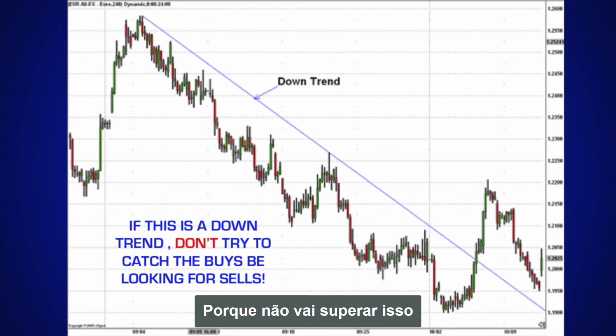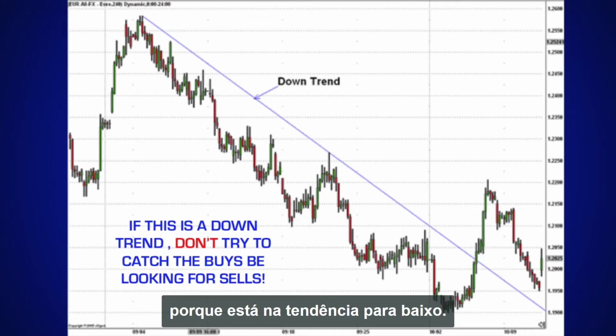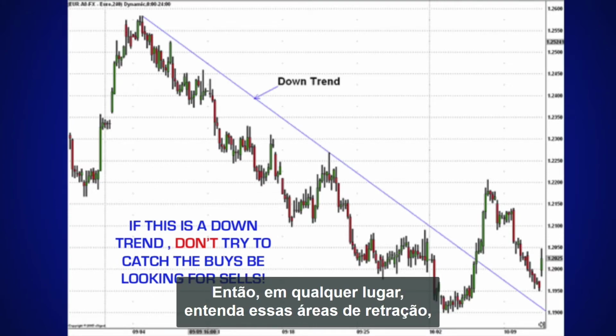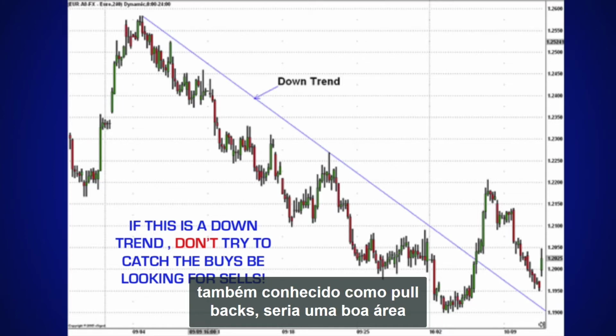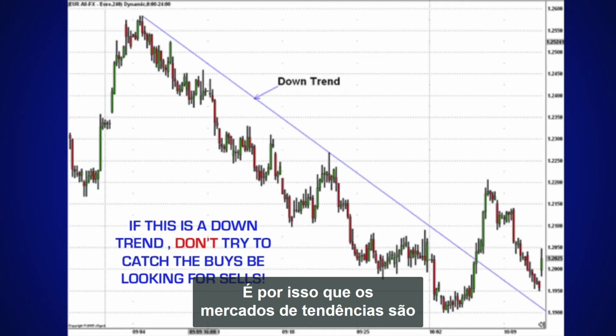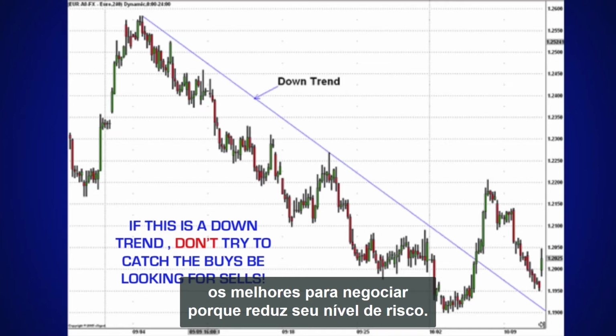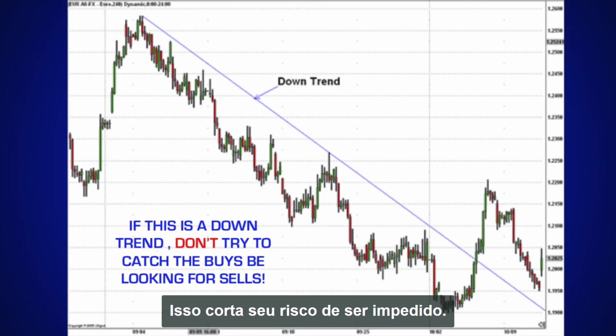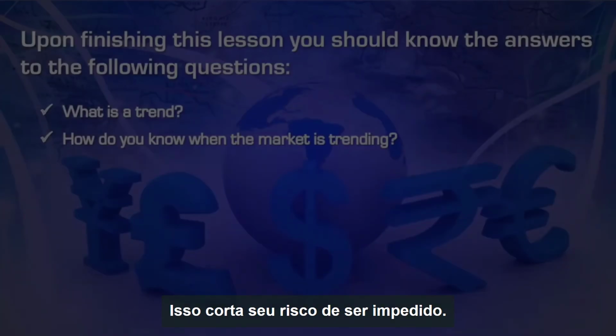Why? Because it's not going to outdo it because it's on a downtrend. So anywhere you get in on those retracement areas, also known as pullbacks, would be a good area for you to get in. That's why trending markets are the best markets to trade, because it cuts your risk level. It cuts your risk of getting stopped out.